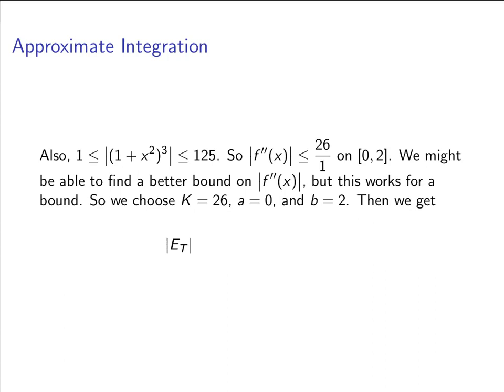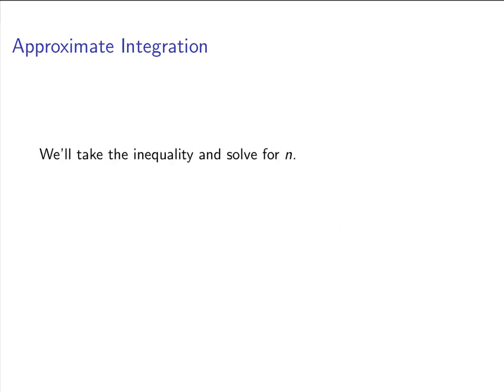The absolute value of the error in using the trapezoidal rule is smaller than 26 times 2 minus 0 to the third power all over 12n squared. And we want this to be smaller than 10 to the minus 6. So what we're going to do is we're going to take that inequality and solve for n. So when we simplify a little bit, we have 26 times 8 over 12n squared. Let's solve for n. So we just move things around a little bit.